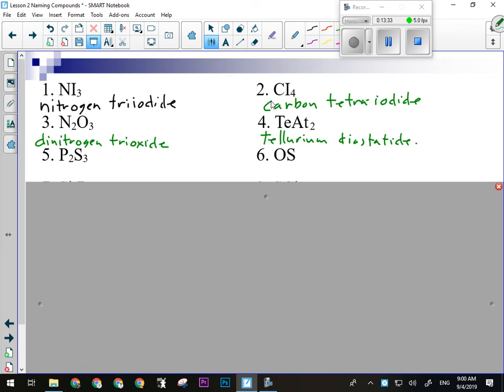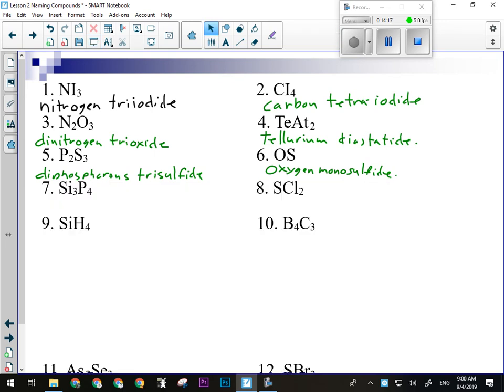Number 5, I've got 2 phosphorus and 3 sulfurs, so that's going to be diphosphorus trisulfide. Now, I did just talk to you about how phosphorus, when it's an element, comes as a 4, and sulfur comes as an 8. That's only when they're elements. They can be any number when they're in a compound with something else, just so we don't over-apply that rule. I see that happen sometimes. For number 6, I've got 1 oxygen, so I don't need a prefix on it, and then monosulfide. Those making sense?